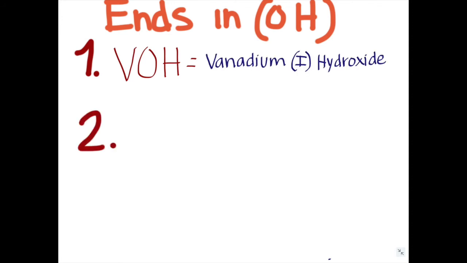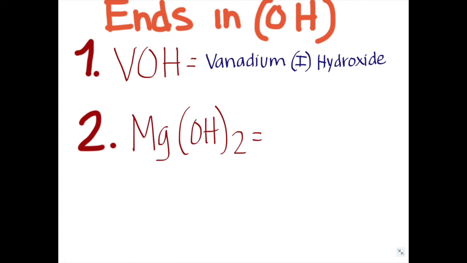The second example is Mg(OH)2. If you check the periodic table, Mg is magnesium, which has a charge of +2. So you cross them out and that will give you magnesium hydroxide.